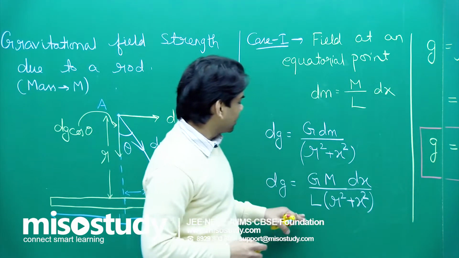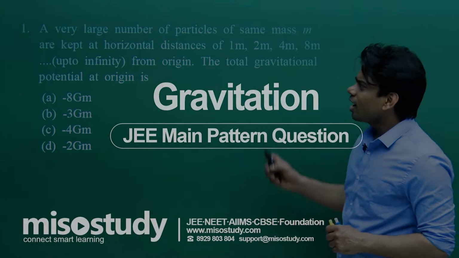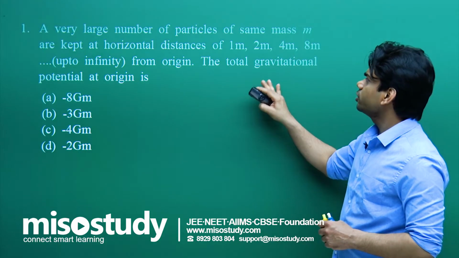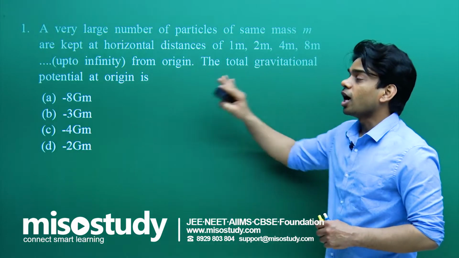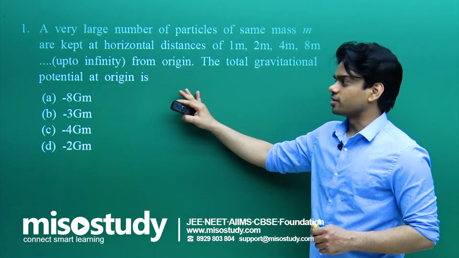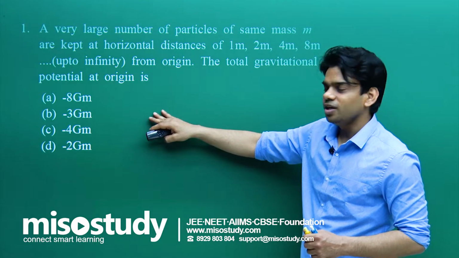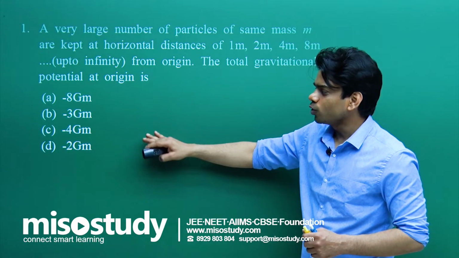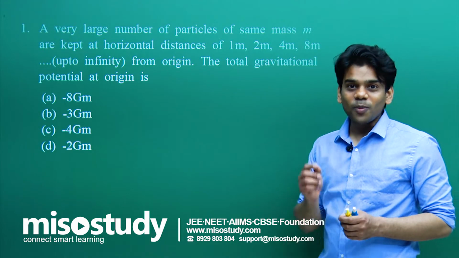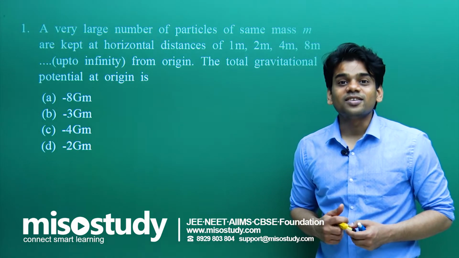Let's go ahead. dg we got here. A very large number of particles of the same mass m are kept at horizontal distances of 1 meter, 2 meter, 4 meter, 8 meter up to infinity from the origin. The total gravitational potential at the origin is: A, minus 8 Gm; B, minus 3 Gm; C, minus 4 Gm; D, minus 2 Gm.